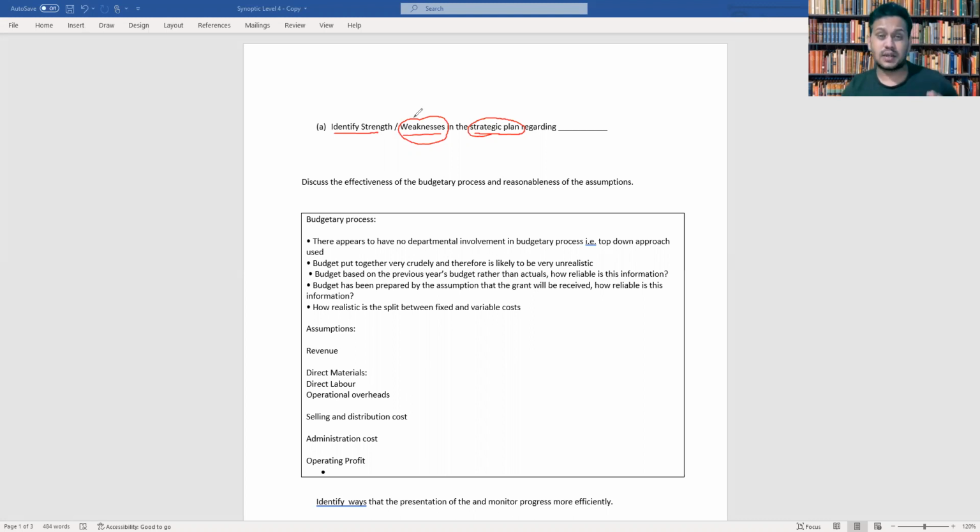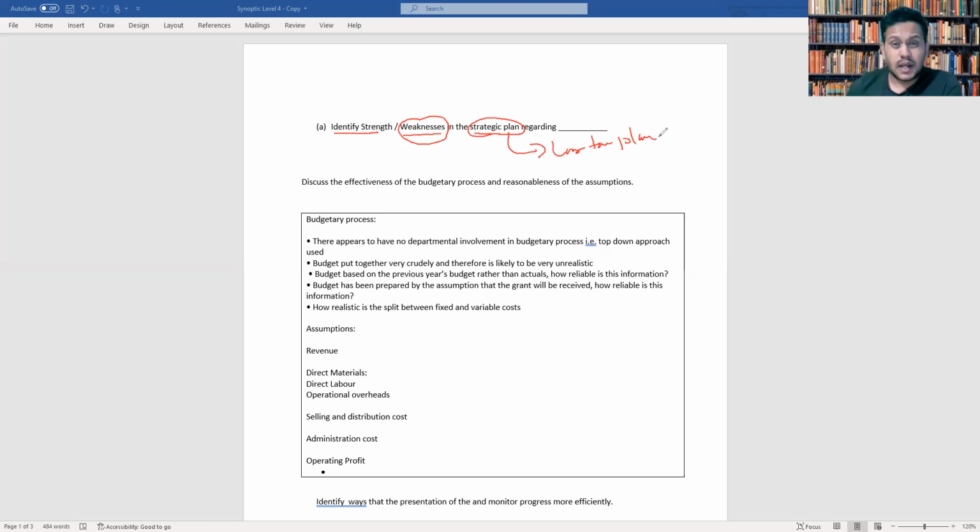The question can ask you, what is the strategic plan? What is the weakness? What is the strength? Or they can ask you, what is the impact on the company overall? So you have to understand a strategic plan is all about the long-term plan. So the question is asking, what could be the impact in the long run for the business?